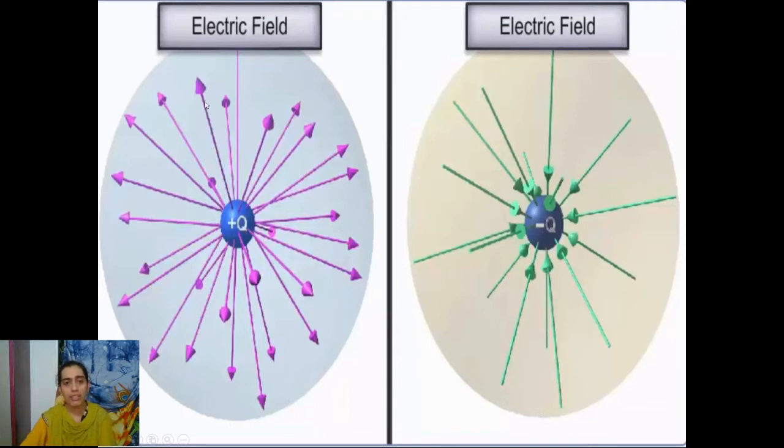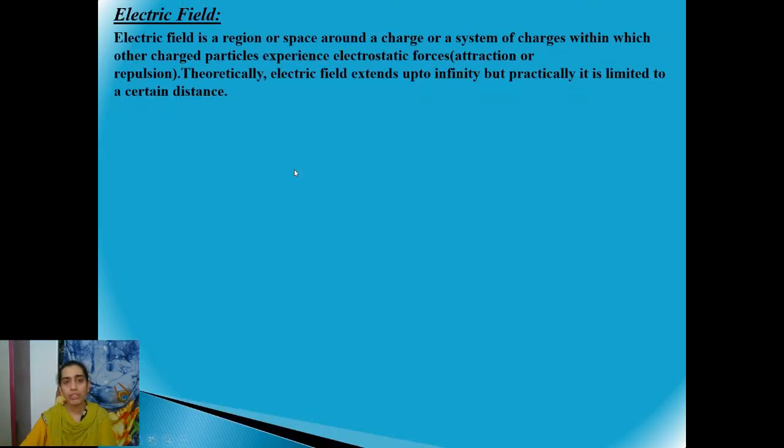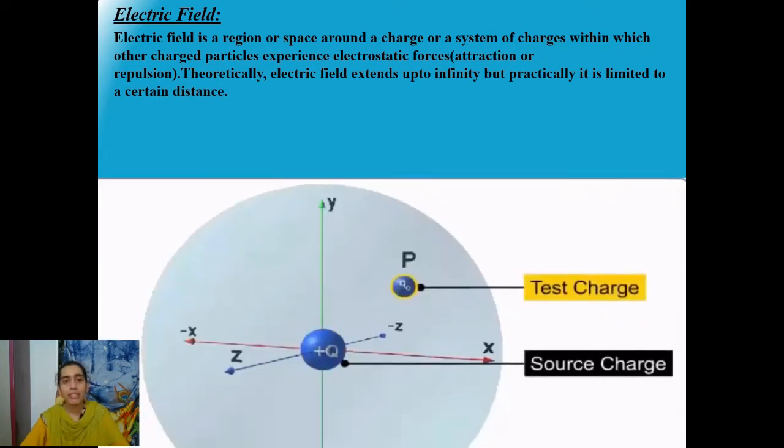In this region, if you bring one more charge, then that charge can experience an electrostatic force. Either it can be attraction or repulsion. Then this space or region we can consider as an electric field, right? So if we have to define it, we can define it in this way. Electric field is a region or space around a charge or a system of charges within which any other charged particle can experience electrostatic forces. Either it can be an attractive force or it can be a repulsive force.